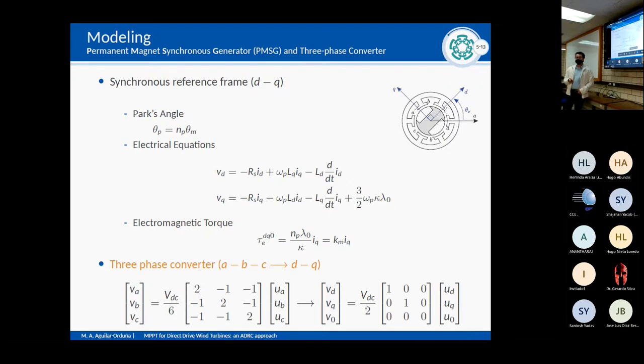The three-phase converter is modeled assuming that the dynamics of the transistors is fast enough to model them as ideal switches.